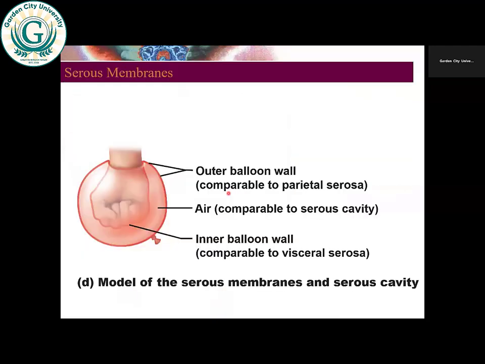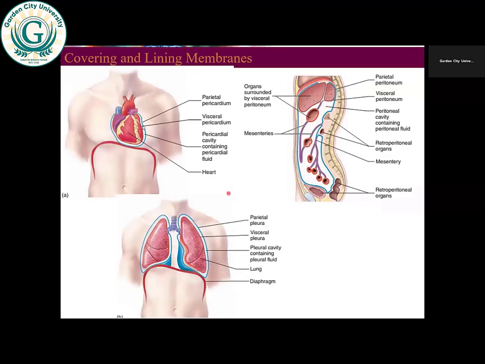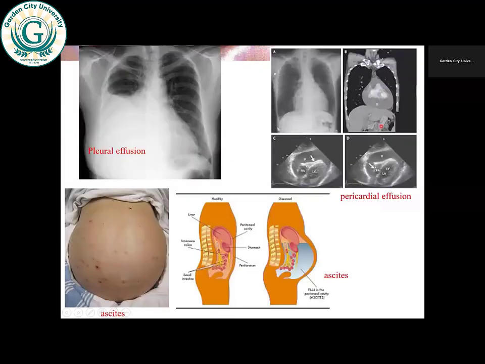Between the two, the visceral and the parietal, you have a potential space that we call serous cavity. So if it's the pericardial cavity, lungs, pleural cavity, abdominopelvic cavity, peritoneal cavity. I think I told you that the cavity contains a small amount of serous fluid. Too much fluid is what we call ascites if you're looking at the abdominopelvic cavity. In the pleural cavity, we call it pleural effusion. And in the pericardial cavity, we call it pericardial effusion.